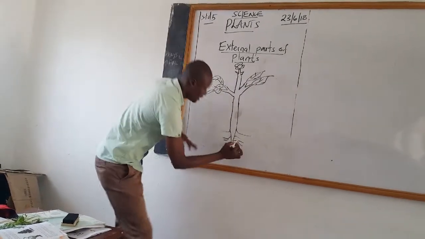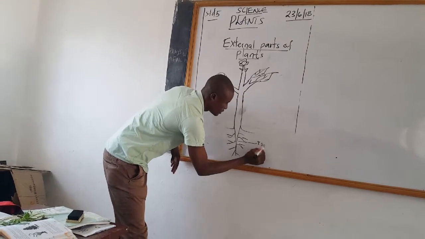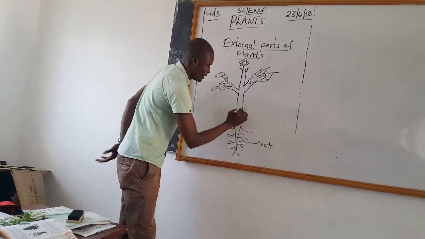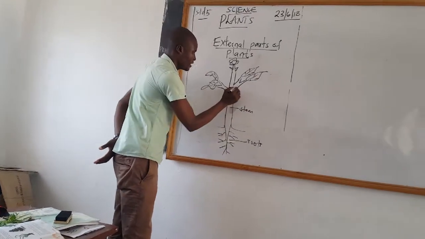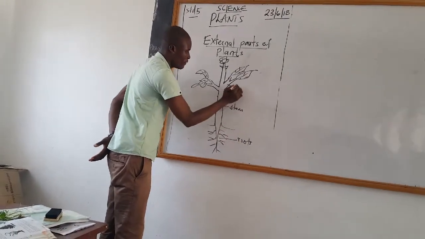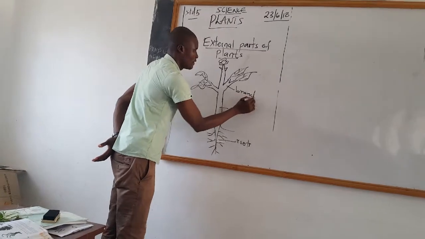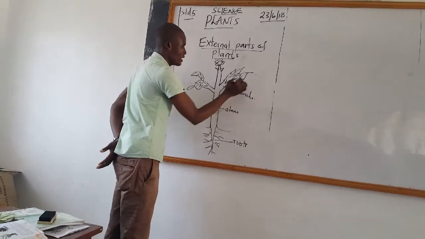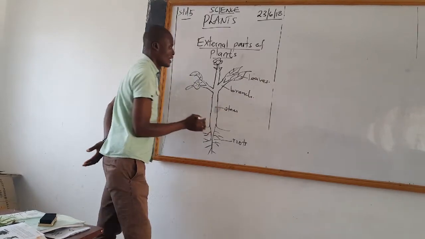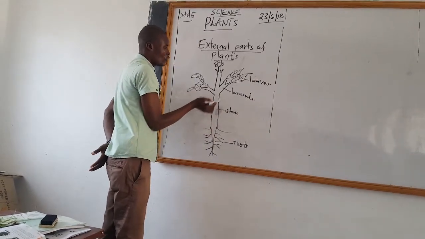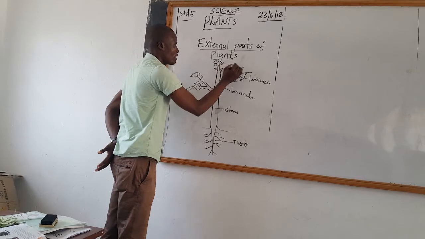Now let's name the parts. Here down we have the roots. The roots are normally down there, and here comes the stem. And then after the stem from down, we have the branches. After the branch, Lana, we have the leaves. Here we have the leaves, and then on top of the leaves, up here we have a flower.